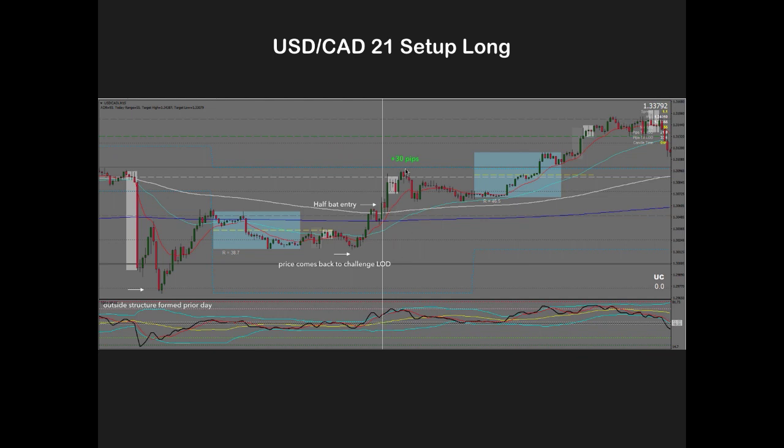If you took that entry, up to this point would be 30 pips. If you held it into the rest of the day, you get about 90 pips holding up here. And actually this continues even higher. You can see this was our reset pivot point.